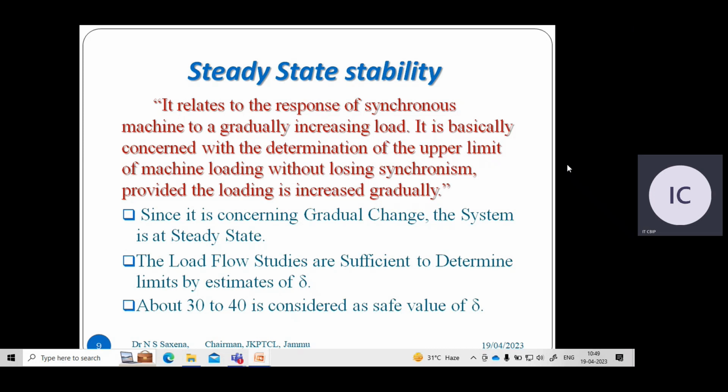it is basically concerned with the determination of the upper limit. How much can it carry? Like a weightlifter, who first lifts 50 kilograms and then increases by 10 kilos. There are warm-up sets, and then you find how much you can do. If you do it gradually, chances of failure are less. The system remains stable, and you can find out its limit, how much the system can carry. This is steady state stability. It is steady state because we have not made any drastic changes.